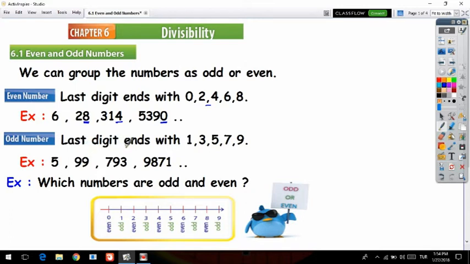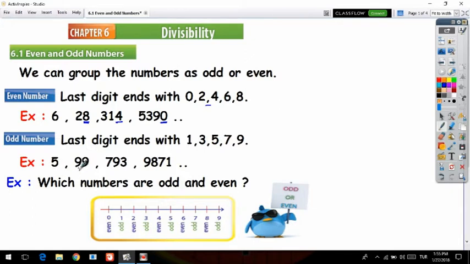If your last digit ends with 1, 3, 5, 7, 9, we call it an odd number. We have some examples about that. First, 5. As you know, we look at the last digit, that is 5. Is 5 between these numbers? Yes, 5 is here. Because of that, we call 5 an odd number.